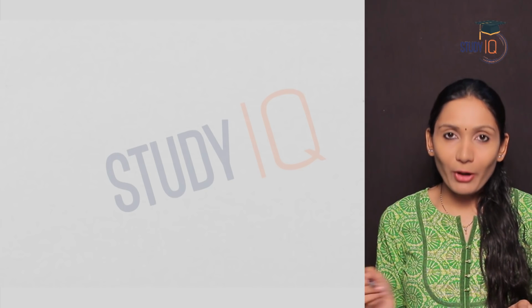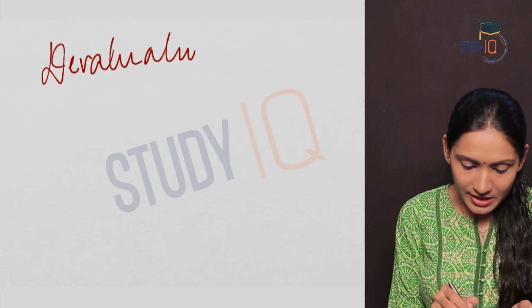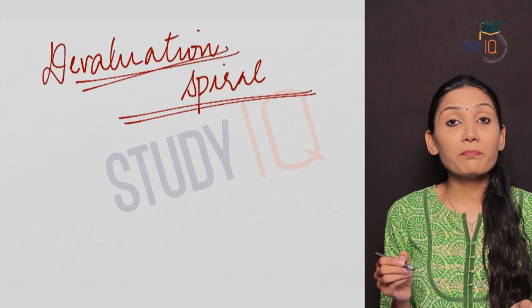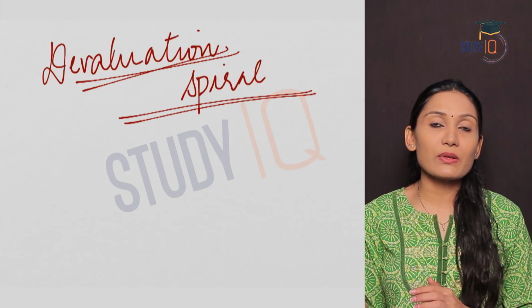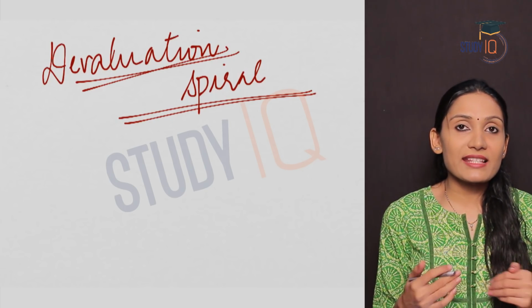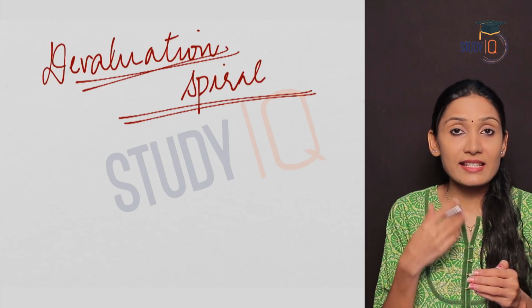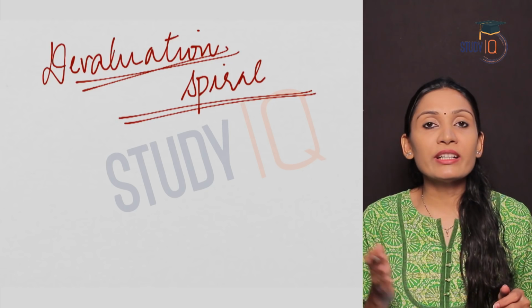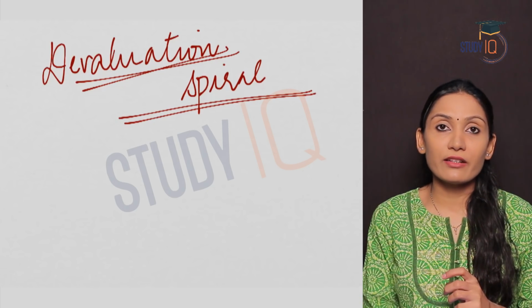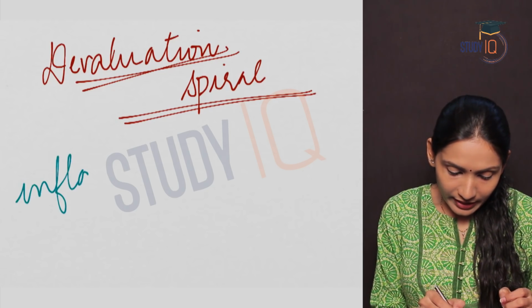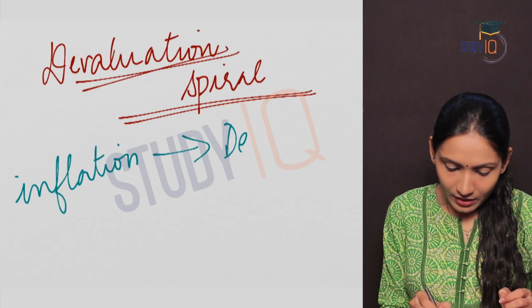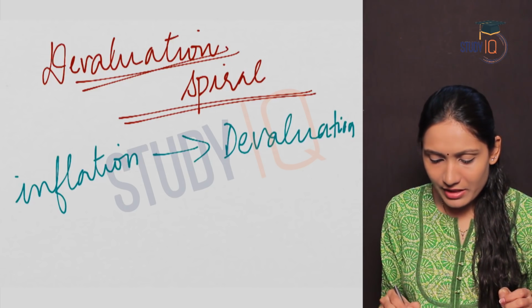Now let us see an important term, that is the devaluation spiral. This is a simple concept. It is very easy to understand. The concept says that devaluation is like a spiral, which means it never ends. And let us see how it happens. We have already discussed that inflation is one reason for devaluation. So inflation will lead to devaluation.